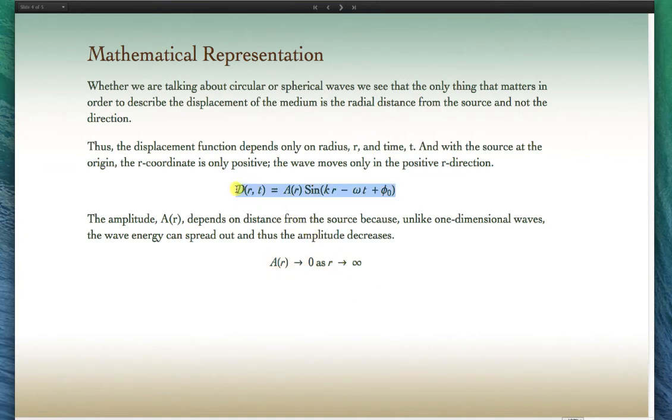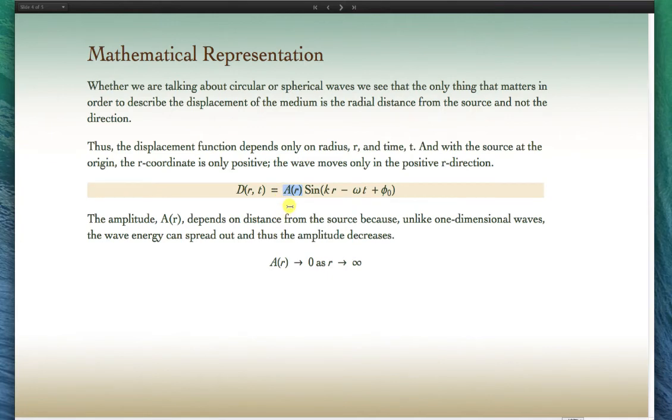So this is a basic equation that we can think about to describe basic circular and spherical waves, because in both cases the wave only depends on the radius. It doesn't depend on the angles. And if we're talking about a sinusoidal wave, then we can use the sine function with some phase constant in here. The difference between circular and spherical would really come in how this amplitude depends on radius.